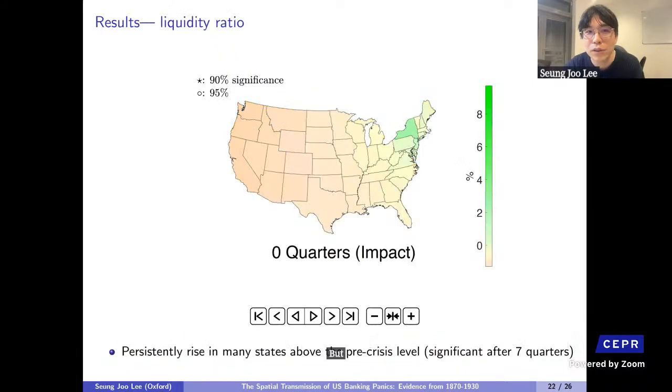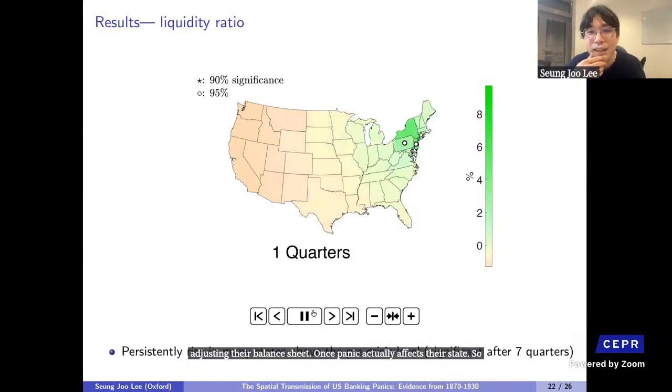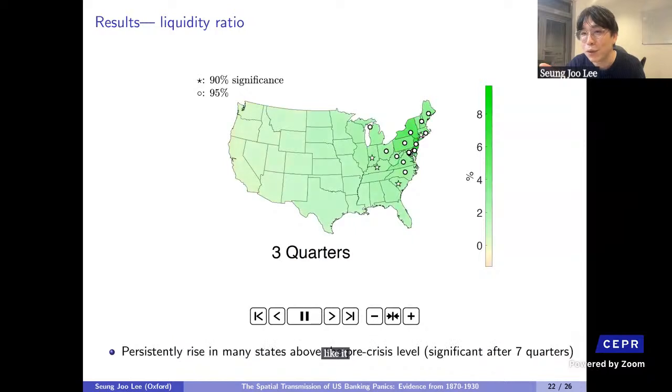But going back to the liquidity ratio, banks are actually quite sluggish in adjusting their balance sheets once panic affects their state. So you can see it takes some time to affect the entire United States. Thank you.